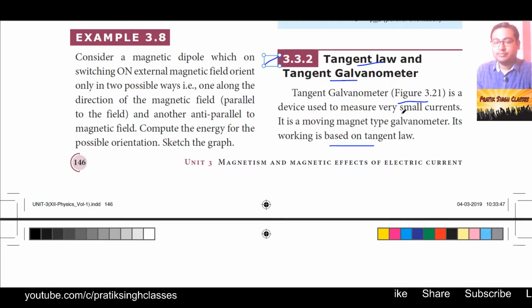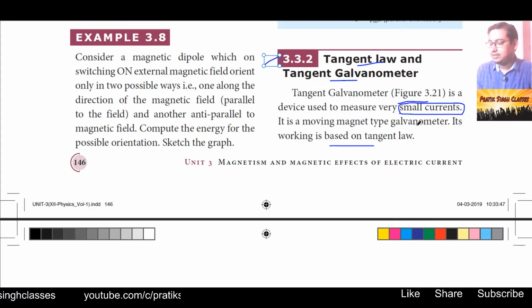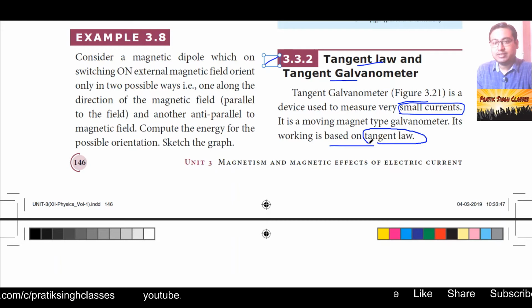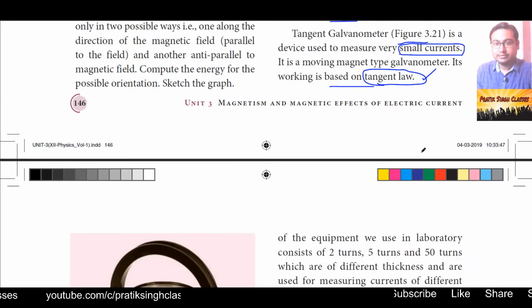Here the first difference between a tangent galvanometer and an ammeter is that a tangent galvanometer can measure the current even if its magnitude is in the order of 10 to the power minus 3 to 10 to the power minus 5, which is impossible in an ammeter. Tangent galvanometer works on tangent law. This is very well given in Standard 11 mathematics. If you haven't studied that, you will see it here later.